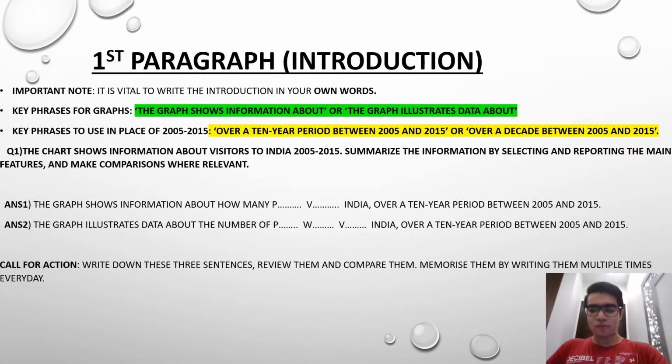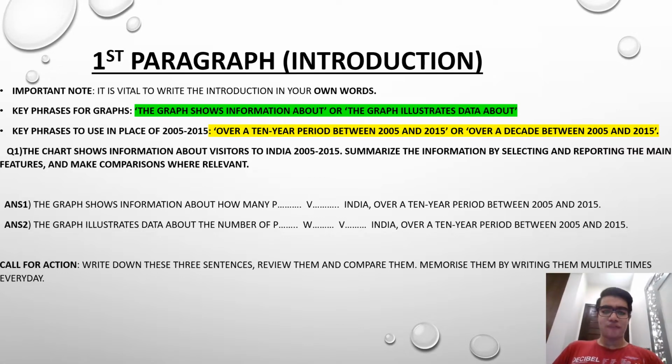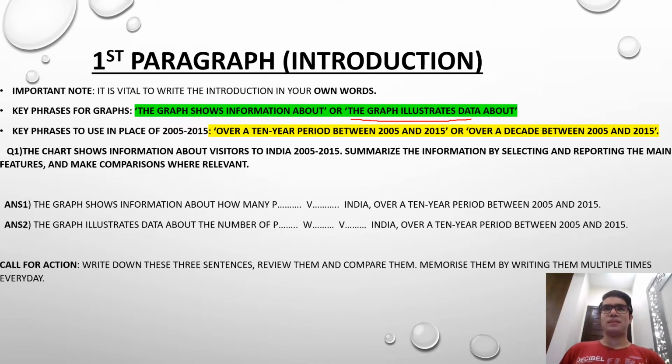And the second format would be that the graph illustrates data about the number of people who visited India over a 10-year period between 2005 and 2015. So you could also begin by using the second format, using the second key phrase, which is this one. You could say that the graph illustrates data. Illustrates basically means shows. It's a fancy word for showing. So illustrates data about the number of people who visited India over a 10-year period between 2005 and 2015.